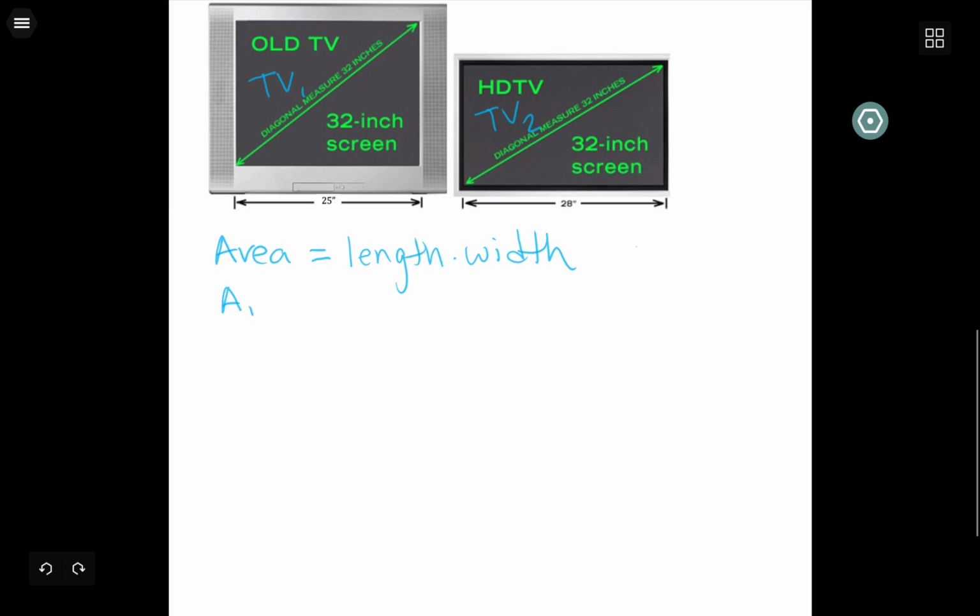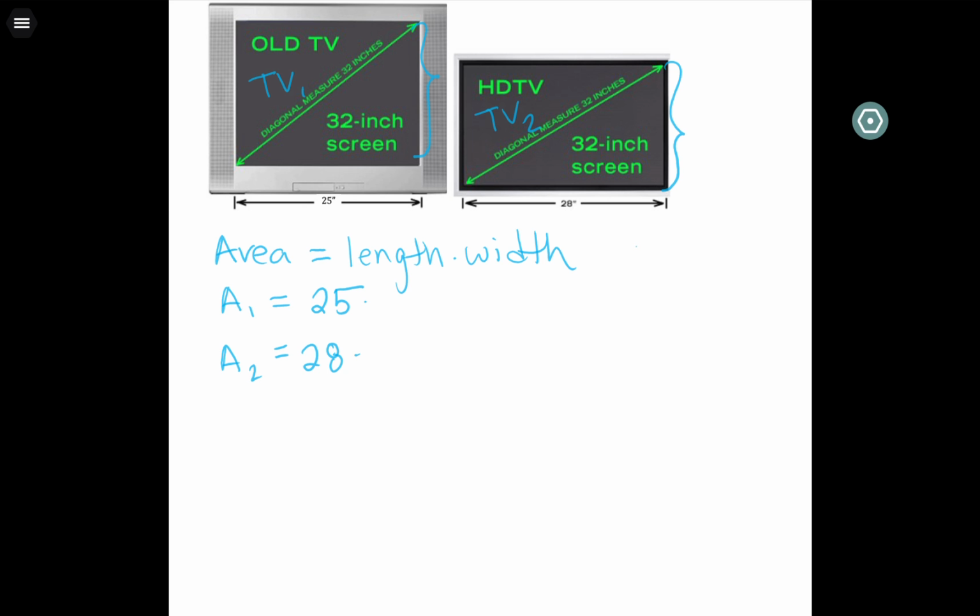So we really want to know what area 1 and area 2 are going to be. And both of them were given one dimension, so let's call that the length. So area 1 has a length of 25, area 2 has a length of 28. But we're not given the width, so let's call this the width for both of them. It should be a little bit different, but it's that vertical distance on the TV screen. So we're going to have to do some side work to get the width.